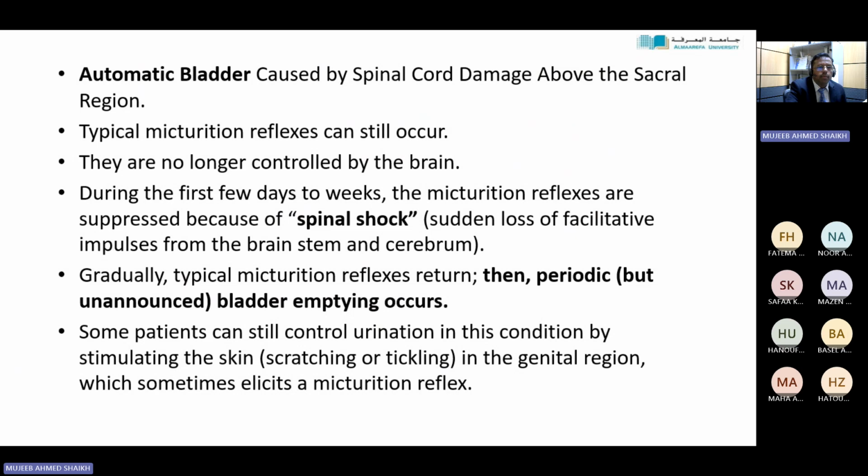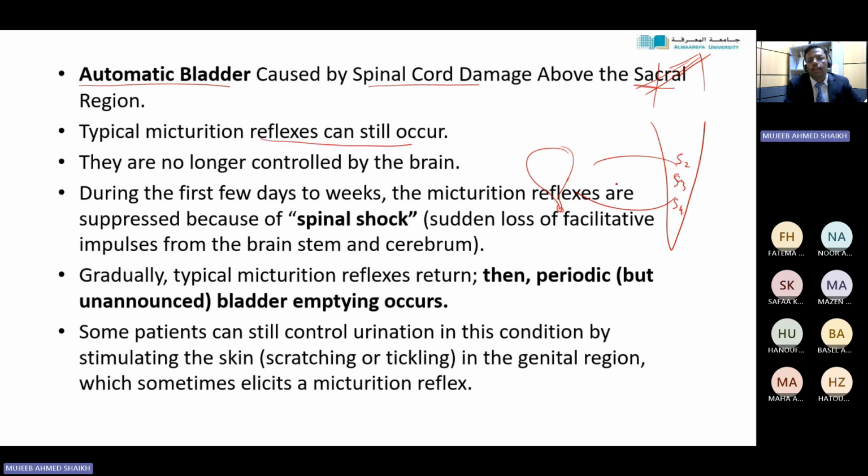Another abnormality is known as automatic bladder. Automatic bladder is caused by spinal cord damage above the sacral segment. Here it is okay, but the damage may be somewhere here. This is the S2, S3, S4 segment. Here there is normal connection between the bladder and the neurons, but there is no inhibitory control coming from above, because above are the fibers coming from the central nervous system, pons and the cortex. Typical micturition can occur.